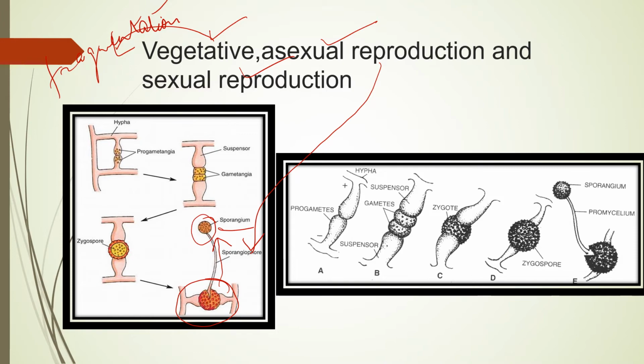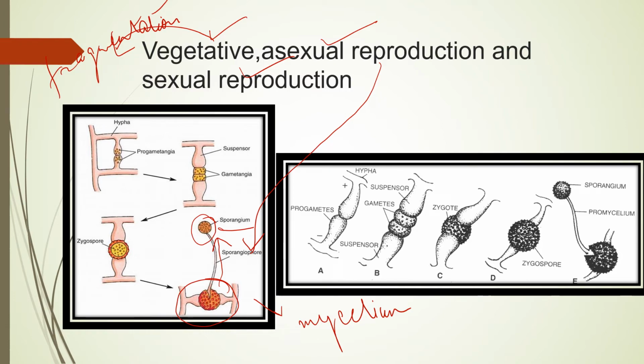Now after getting a suitable condition and a substratum, each spore germinates. So what are they forming? They are germinating into a new mycelium. Is it clear? So under favorable conditions, they take the substratum and each germinates into a new mycelium.